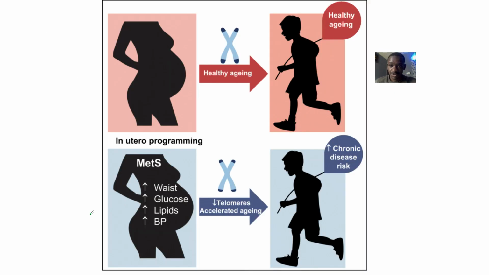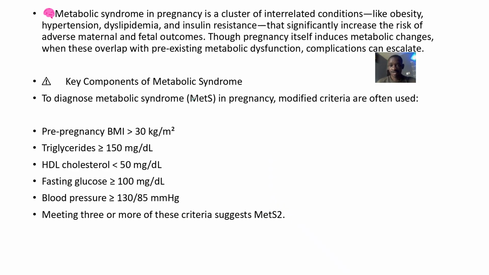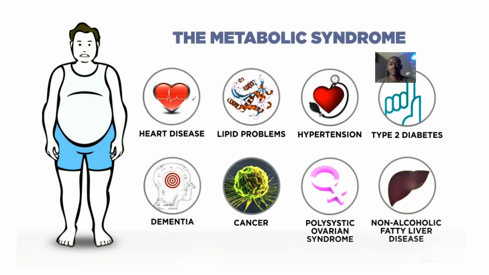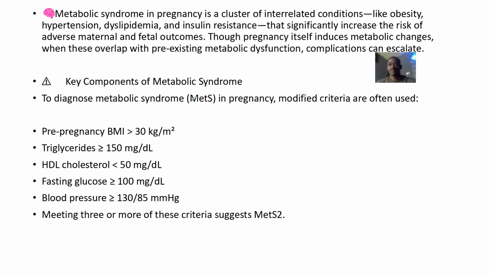So for metabolic syndrome, it's just a cluster of interrelated conditions. All right, all these issues could be heart problems, could be lipid disorders, could be hypertension, could be type 2 diabetes, could be dementia, could be cancer, could be polycystic ovarian syndrome, could be non-alcoholic fatty liver. So any of these issues that could actually distort how the electrolyte balance in your body is going is a metabolic syndrome. Okay, so things like what obesity, hypertension, dyslipidemia, insulin resistance, of course that's what type 2 diabetes mellitus.